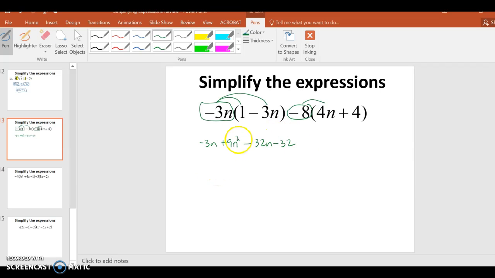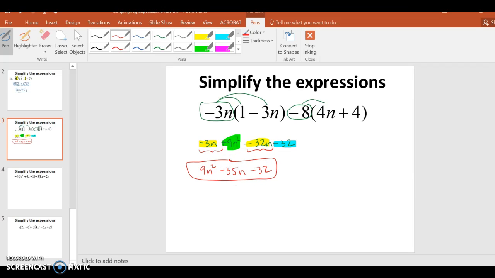Now when I combine like terms here, I'll start with the negative 3n and negative 32n. Then you have 9n squared, nothing to combine it with. Then the minus 32. When I go to write my final answer, I want to start with the highest exponent. So I'm going to bring down the 9n squared. Then I'm going to combine negative 3n and negative 32n to get minus 35n. And then I bring down the minus 32.